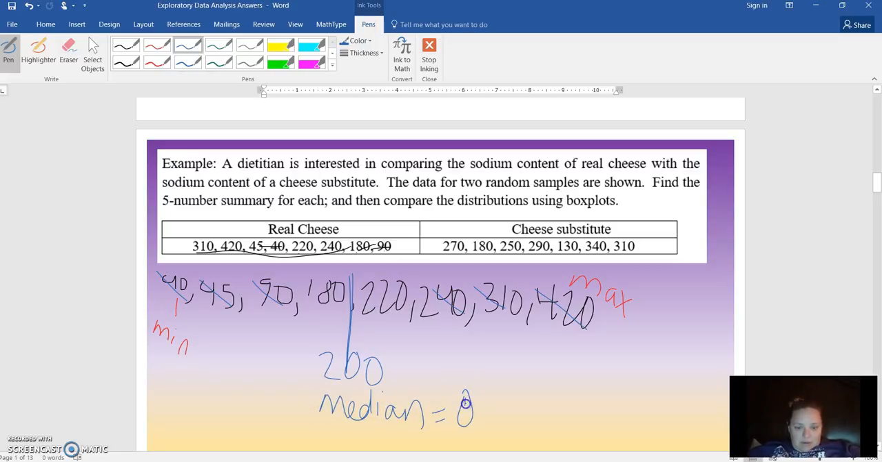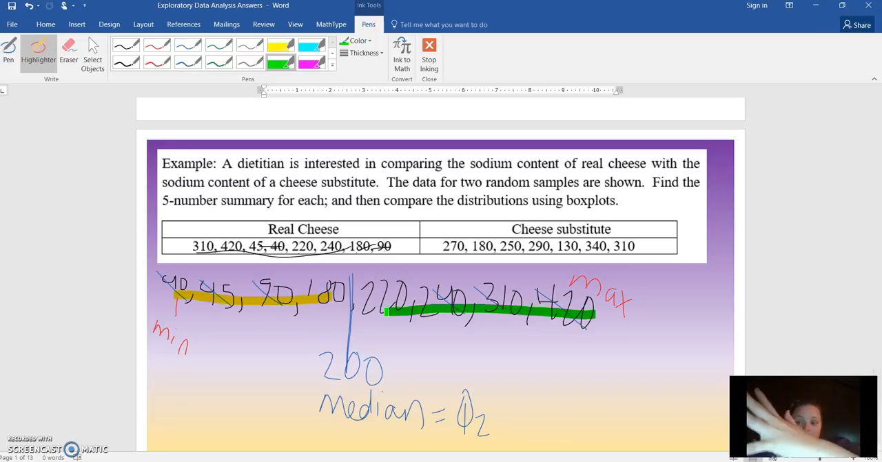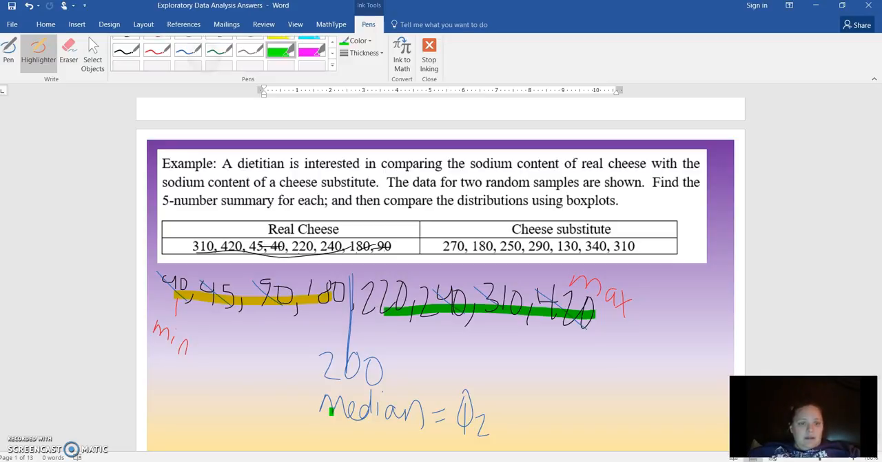It's called Q2. Now I need to find Q1, which is the median of the lower half. The lower half of these numbers, the upper half of these 4 numbers. You literally need to have the same number of numbers on each side. So if you have 4 and 4, you have 5 and 5, you can't have 4 and 5. So we're never going to include the median when we split our data in half.